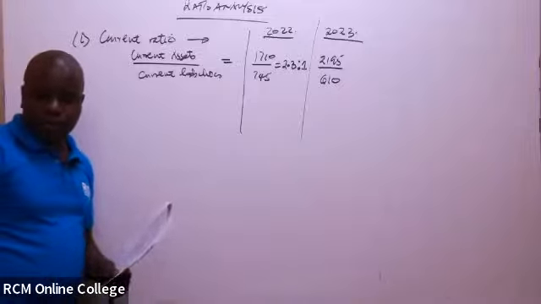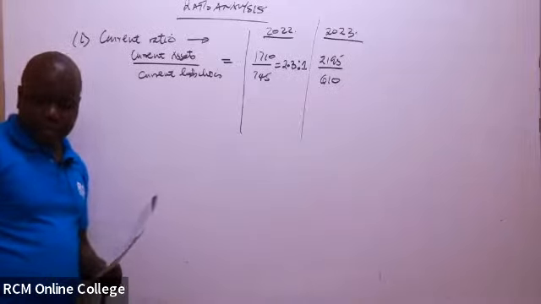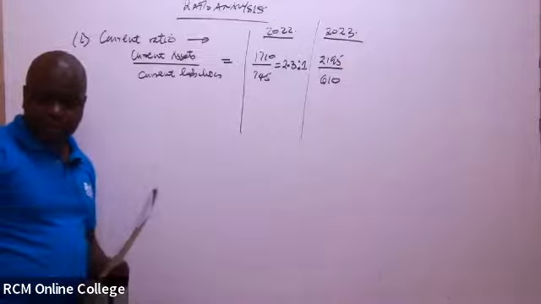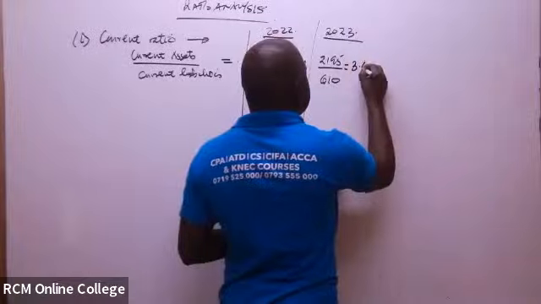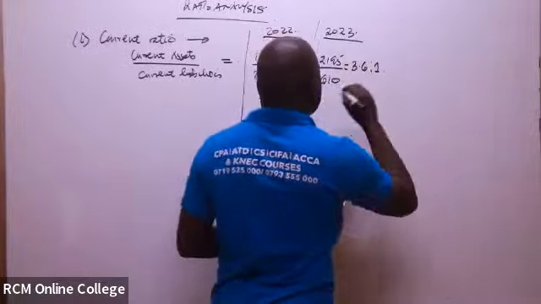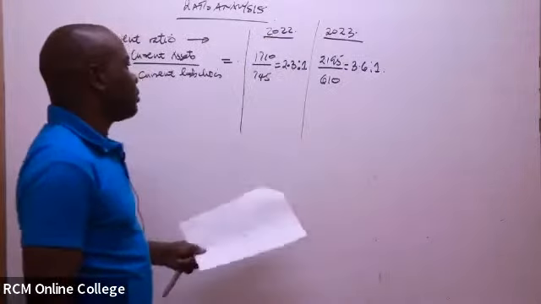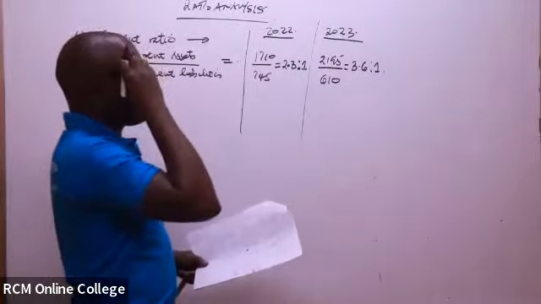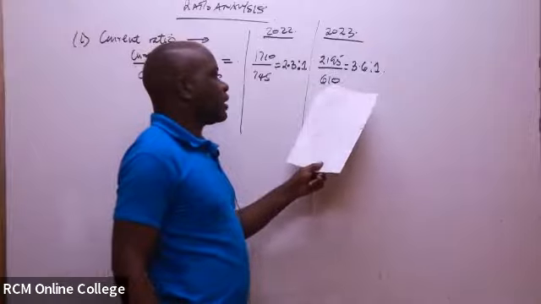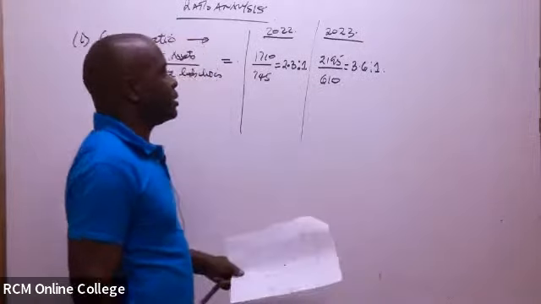3.5. You need to round off to the nearest one decimal place. So it will be 3.6 to 1. So it means in this case, the current assets can cover the current liabilities 3.6 times.